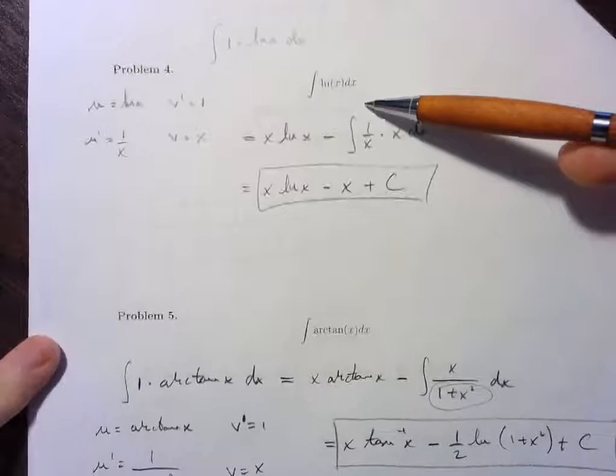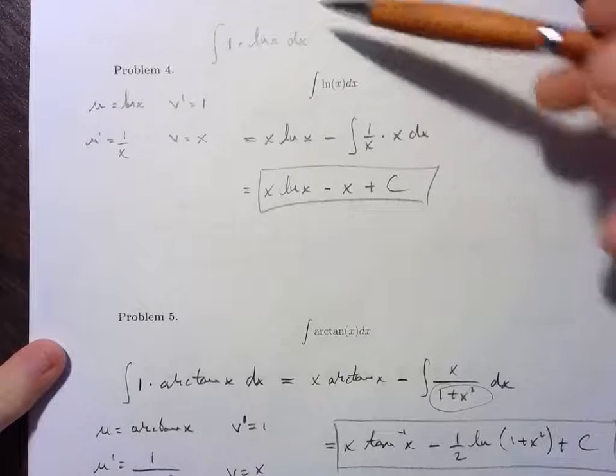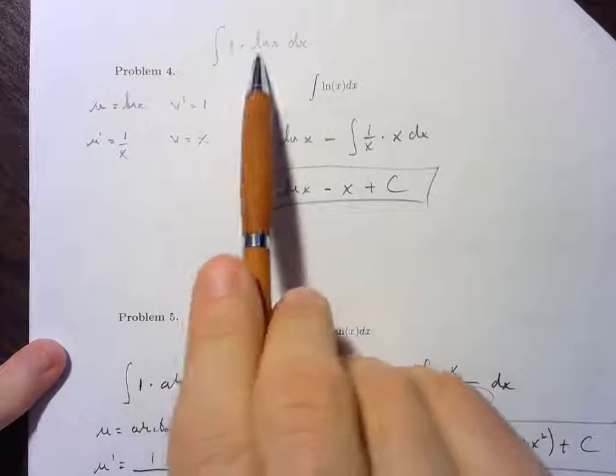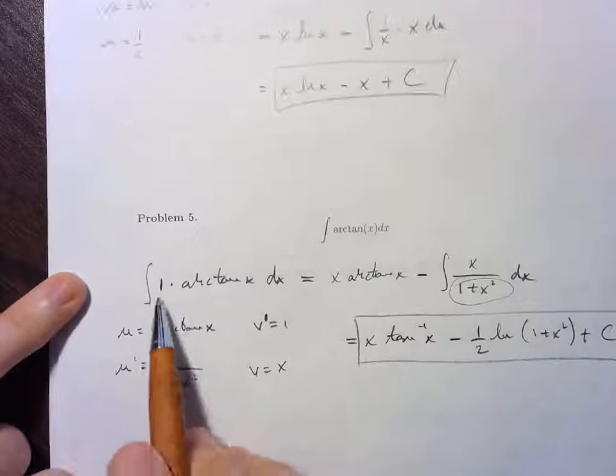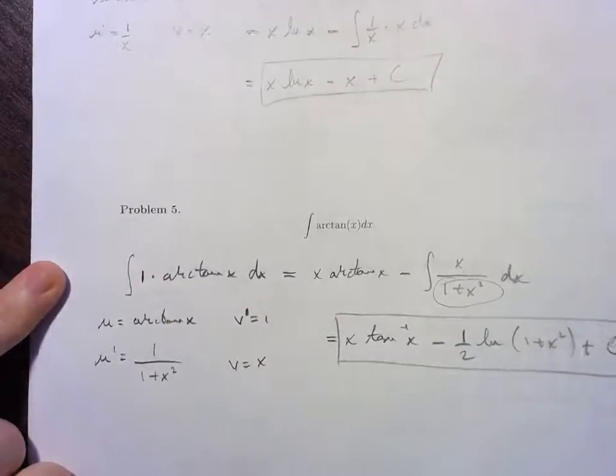Okay, so here were two examples where we didn't necessarily have a product of two functions, but we artificially turned it into a product of two functions, the constant function 1 and a natural log in the first case, and here 1 times arctan for the second case.